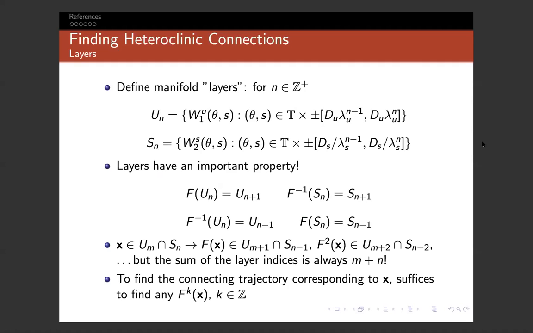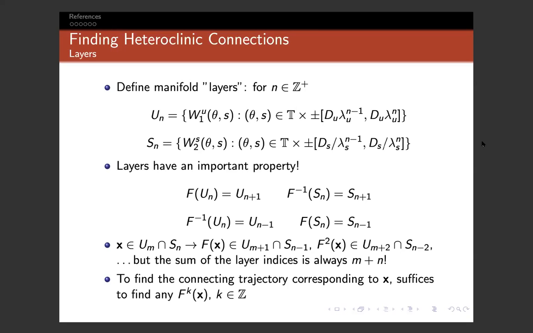So define these sets, which we call layers, as being the sets U sub n and S sub n. U sub n is just, you take all the points W sub 1 on the unstable manifold at theta and s, where theta can be any value on the torus, and s lies within these intervals as given here, where D sub U is the fundamental domain of that parametrization. Then you just take that multiplied by lambda sub U to the n minus 1 and lambda sub U to the n. And the key thing to remember is that F maps points with s at lambda sub U to the n minus 1 to points with lambda sub U to the n.